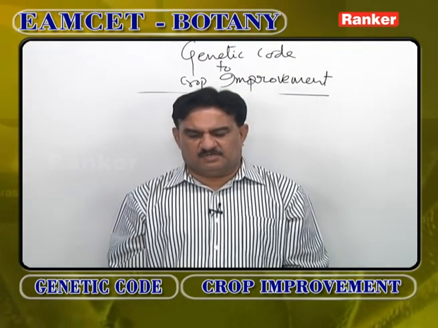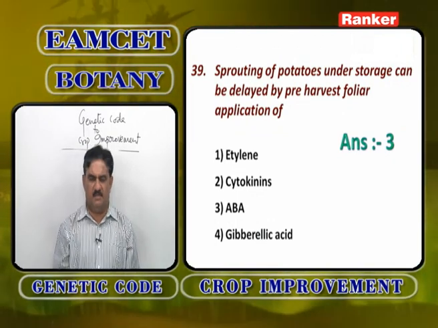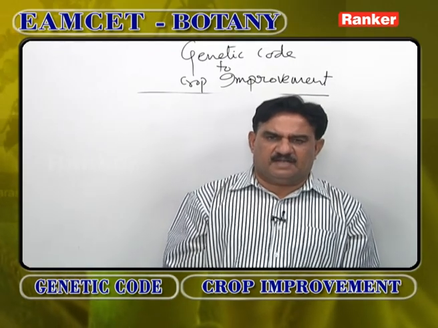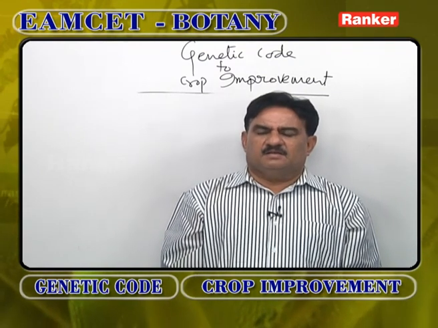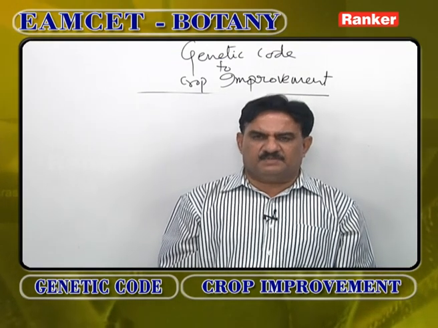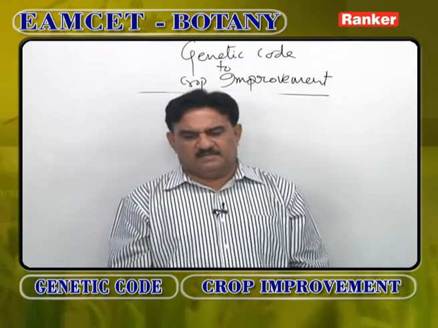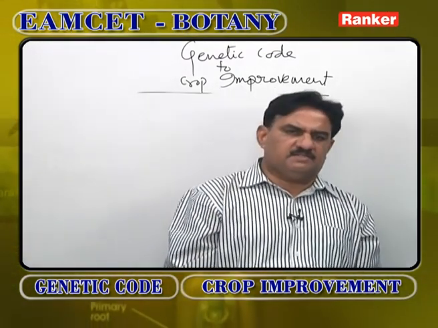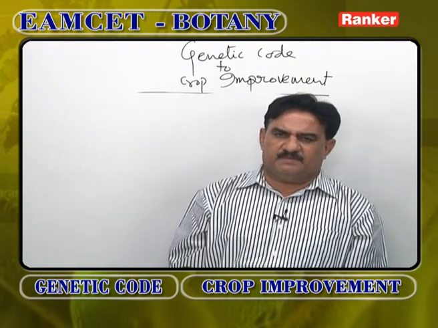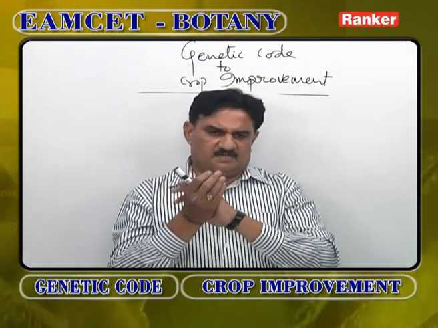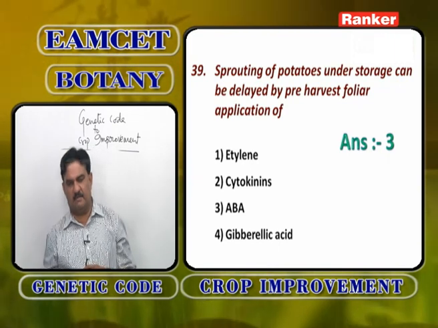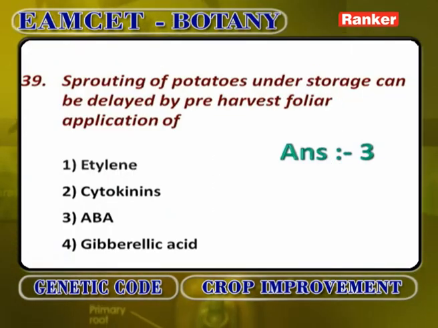So ethylene is wrong, cytokinins wrong, gibberellic acid wrong. Everything has its own functions. Ethylene helps in ripening of fruits. Cytokinins delay senescence in leaves, called the Richmond and Lang effect. Gibberellic acids convert even genetically dwarf plants into tall plants, help in germination of seeds in barley, and help in the formation of more male flowers in cucurbits. They also help in bolting in cabbage and cauliflower. Sudden formation of gibberellins at the flowering stage makes the dwarf cabbage and cauliflower plants tall by internodal elongation. That is called bolting. So ABA is the hormone by which sprouting of potatoes under storage can be delayed by pre-harvest foliar spray.